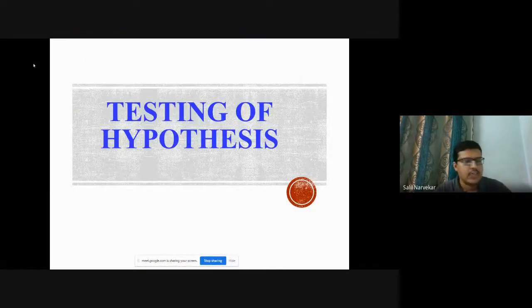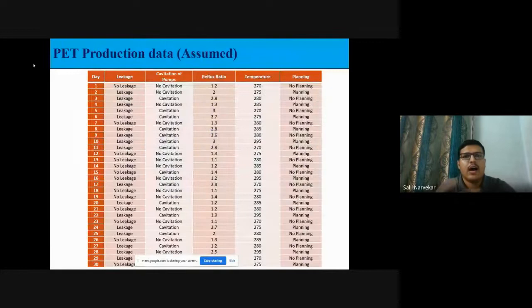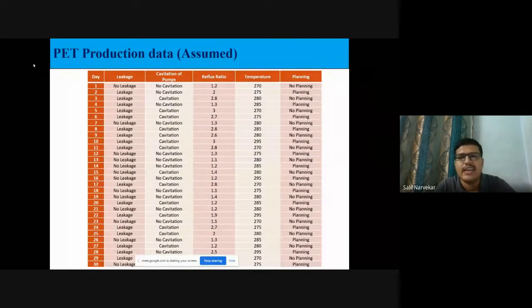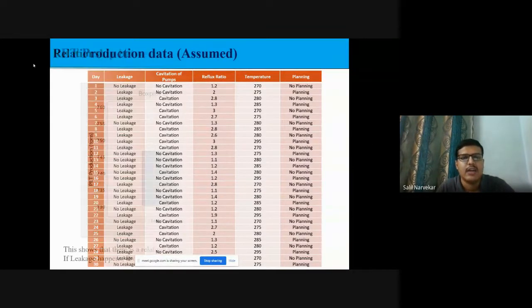So coming to the testing of hypothesis, again data was assumed for each day, like leakage, no leakage, some data was randomly assumed. Whether there's a problem of cavitation of pump or not, that was assumed. Some reflux ratio was assumed, some temperature was assumed, and whether the issue was due to planning or not due to planning. This is just some dummy data which has been put here; the only use of this data is to have some data so that the further analysis can be done.